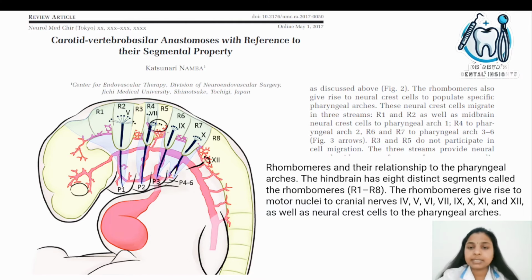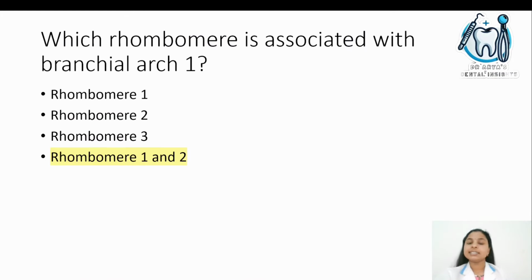Coming to the answer part. So what is the answer? It is rhombomere 1 and 2. Okay. So if it's asked for branchial arch number 2, then the answer will be rhombomere number 4. And if it is asked for branchial arch 3 to 6, then it is the rhombomeres 6 and 7. Okay.